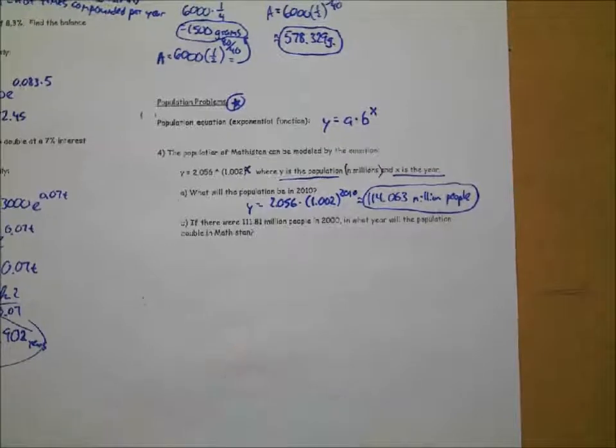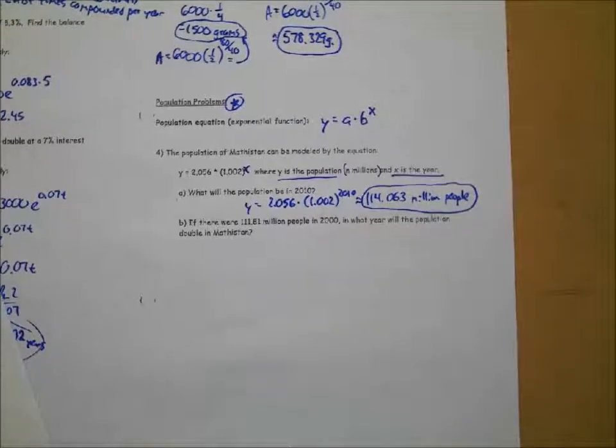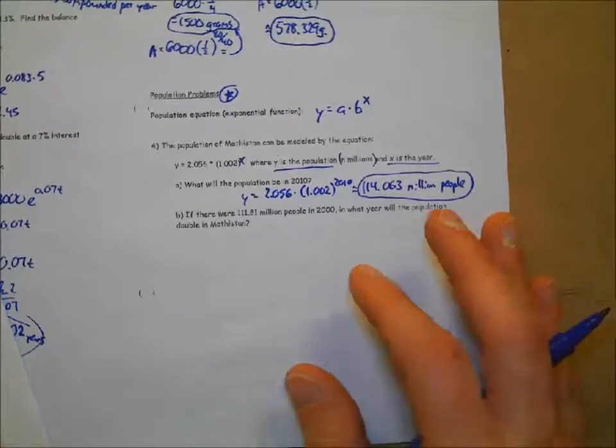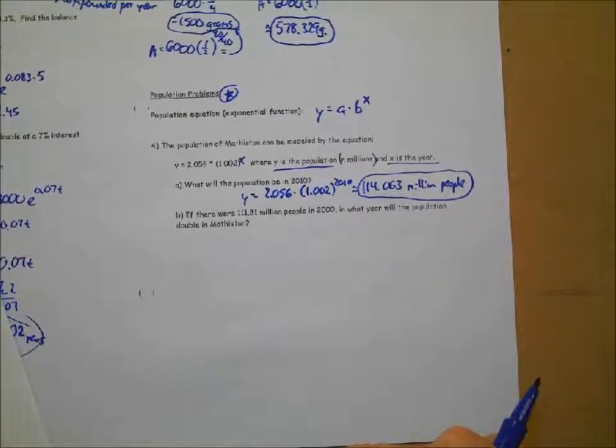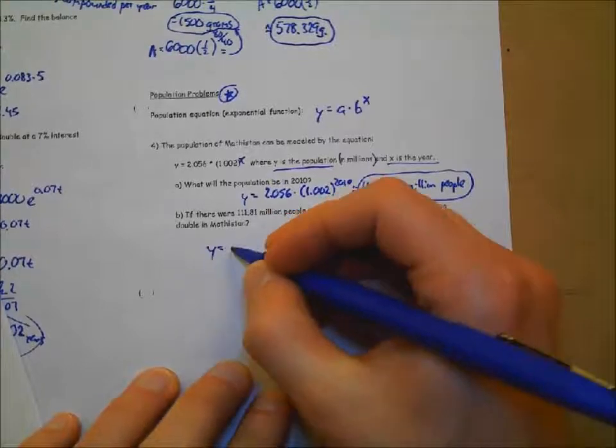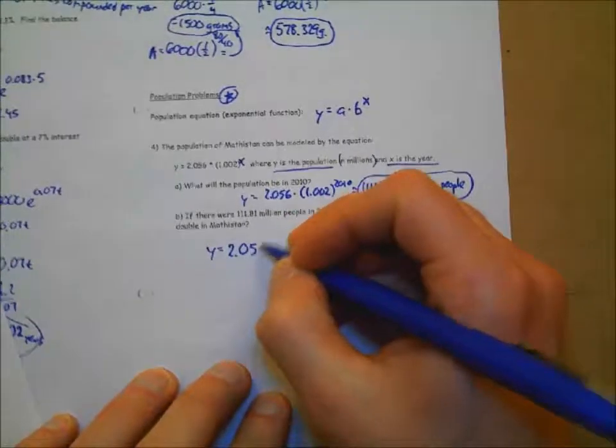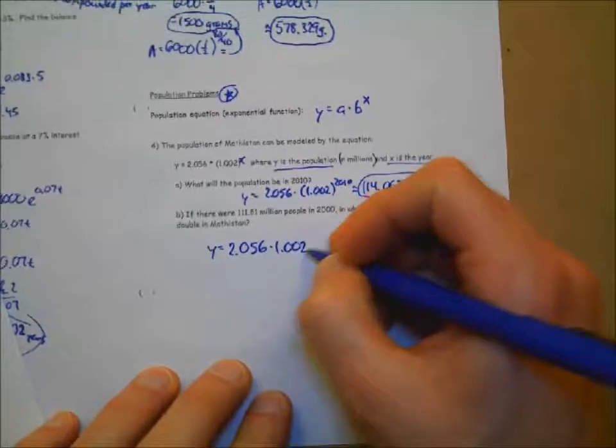Letter B, if there were 111.81 million people in 2000, in what year will the population double? Whoa, what a coincidence. That's like a question on our population project, having to figure out when our population in a certain year will double. It's pretty cool. All right, so here's our equation: y equals 2.056 times 1.002 to the x.